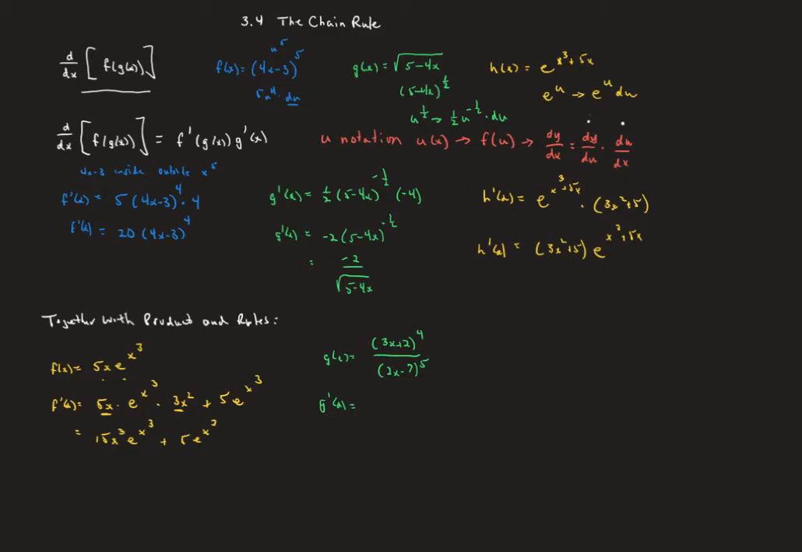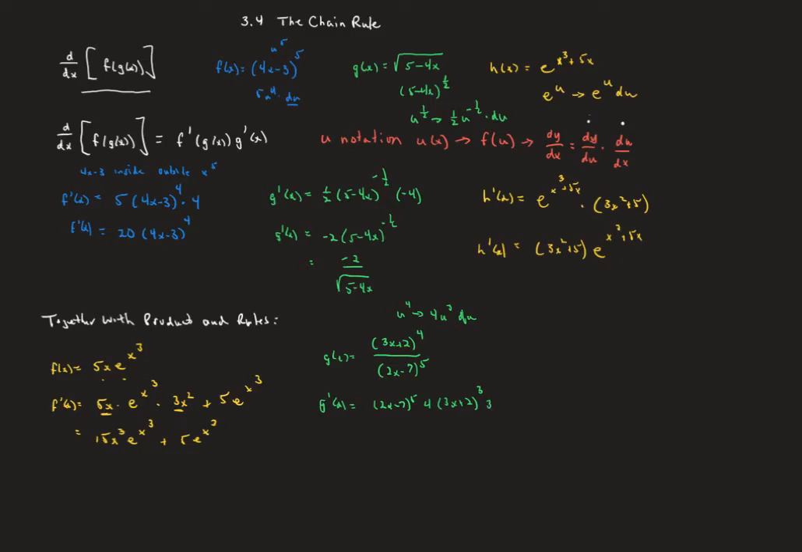So we have the denominator, that's (2x minus 7) to the fifth, times the derivative of the numerator. Now the derivative of the numerator is going to be a chain rule. So we can think of this, if you like, as u to the fourth, and that's going to become 4u to the third times du, the derivative of the inside function. So that's going to be 4 times the u, which was the (3x plus 2) to the third, times the derivative of the inside function, the 3x, which is going to be 3.